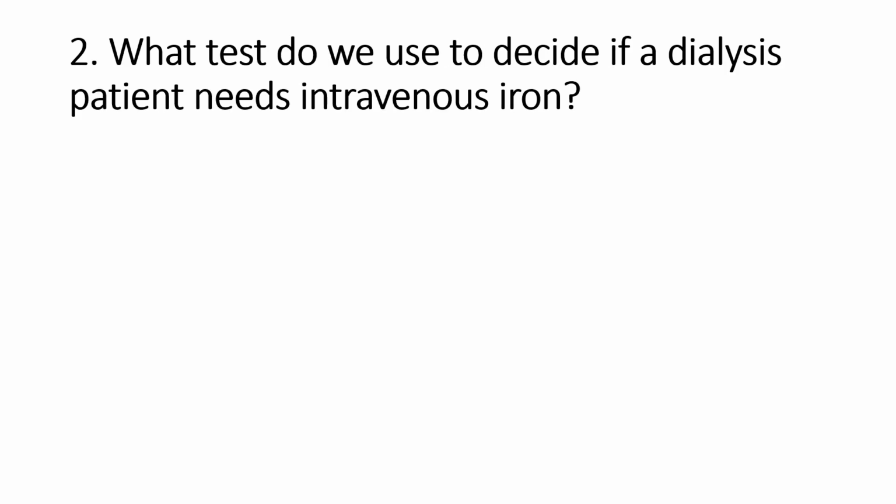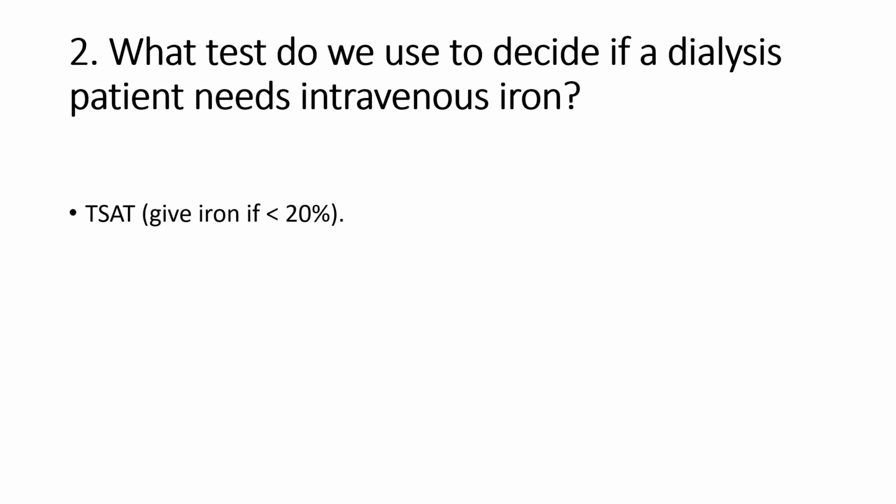Question number 2: what test do we use to decide if a patient needs intravenous iron? That's right, the transferrin saturation. So we administer intravenous iron if the level goes below 20%. Again, transferrin saturation is a good marker of the iron levels in the blood that are immediately available for red blood cell production.